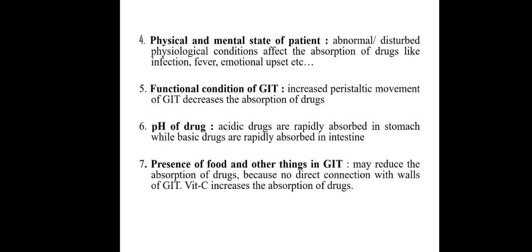Vitamin C increases the absorption of the drug. If food is already present in our GI system, it can also affect the absorption of the drug, and it might delay or decrease the function of the drug. And vitamin C is an example of something which increases the absorption of the drug, which we can give if absorption is low. So these are some of the factors that affect the absorption of the drug.